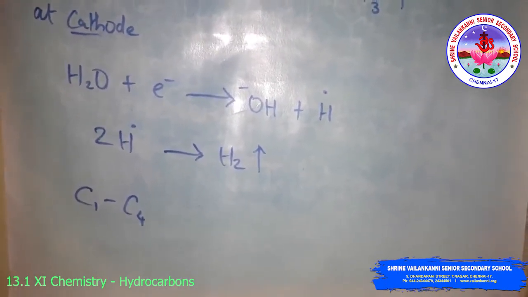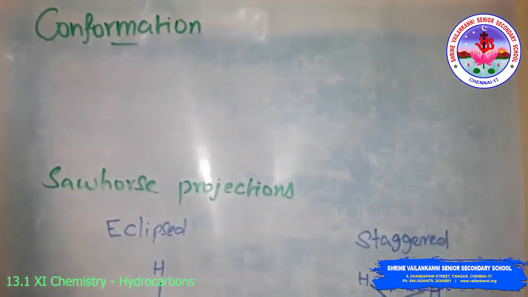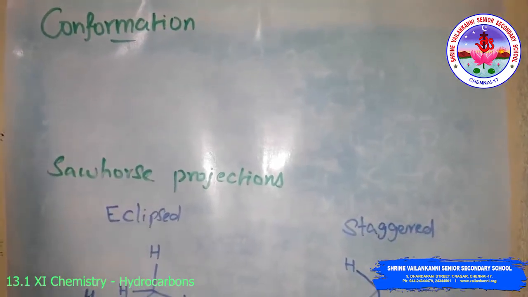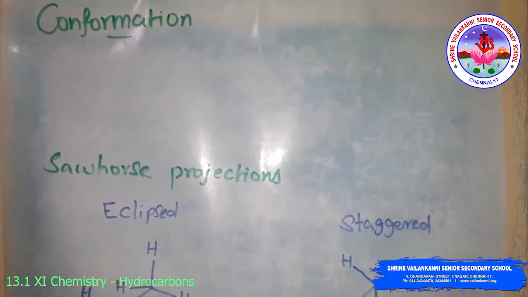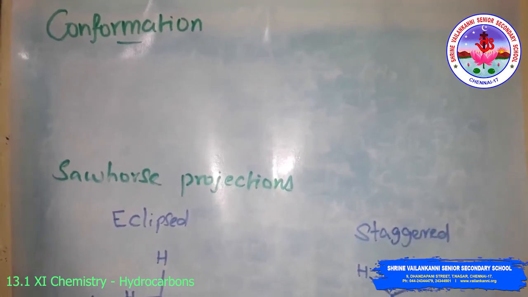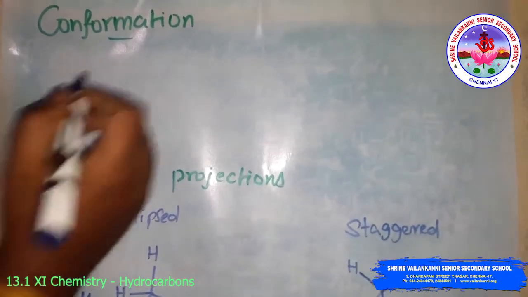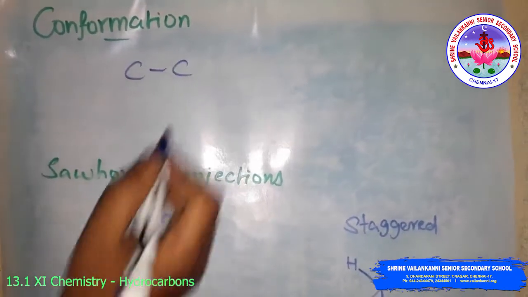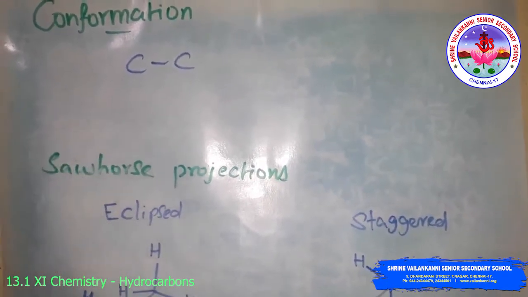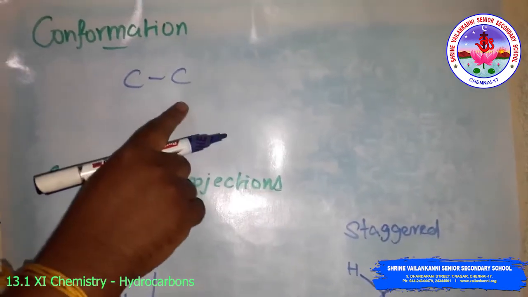Next we will see the conformation. Usually the alkanes contain the carbon sigma bond. The electron distribution of the sigma molecular orbital is symmetrical around the internuclear axis of the carbon bond. So they have free rotation, that means they are not disturbed by the rotation around the axis. So it permits free rotation about the carbon single bond.